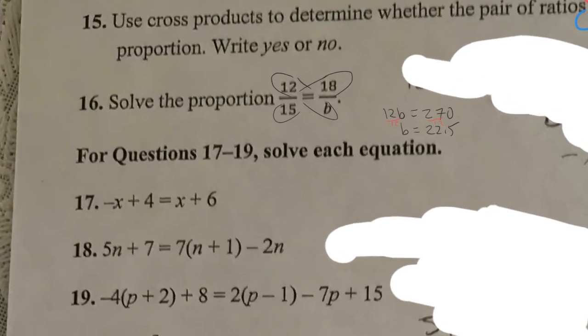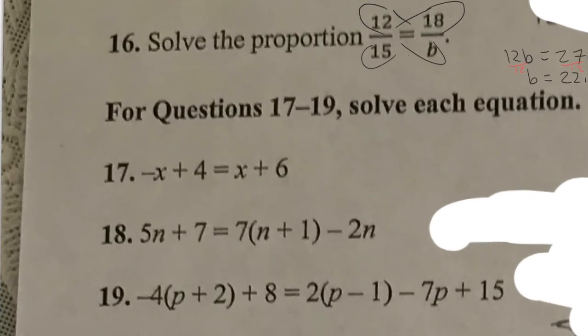Looking at this one, you could add the x to both sides, right? I mean, that is a possibility. We could certainly add x to both sides. That would give us 4 equals 2x plus 6. At that point, we could subtract 6 from both sides, and that would give us negative 2 equals 2x. We can then divide both sides by 2, and that would give us x equals negative 1, which should be the answer to that one.